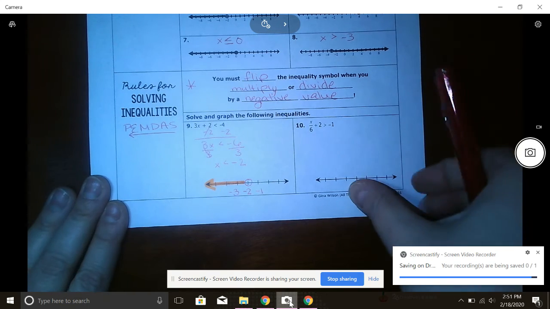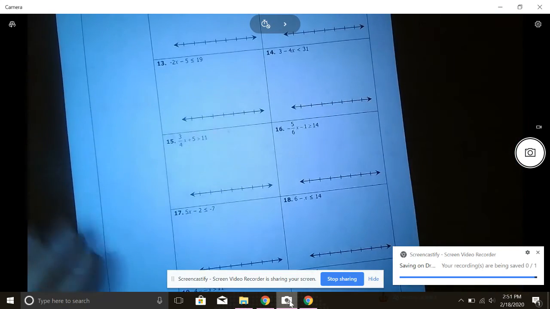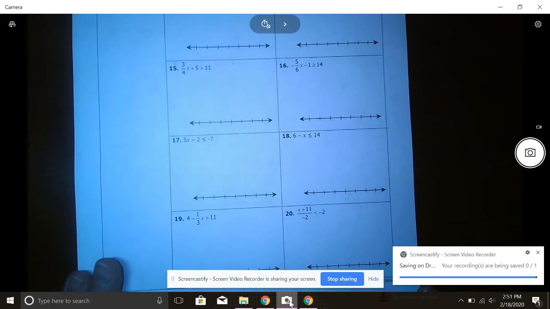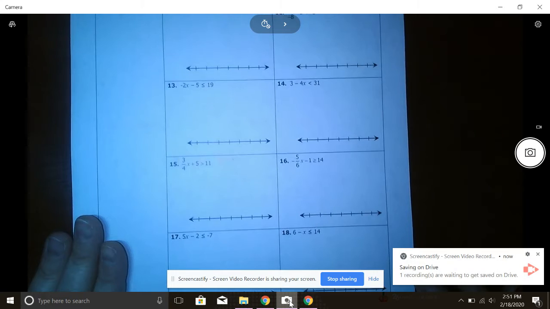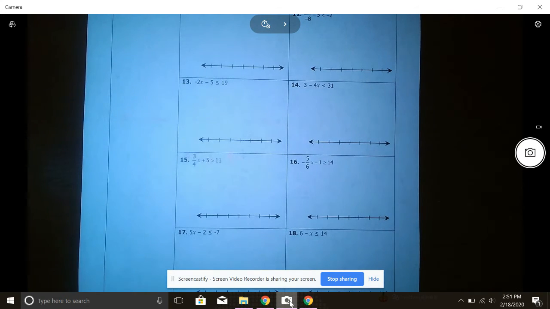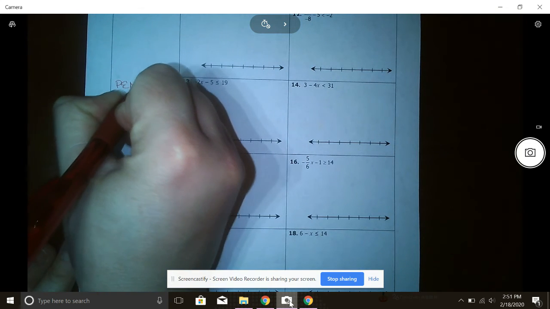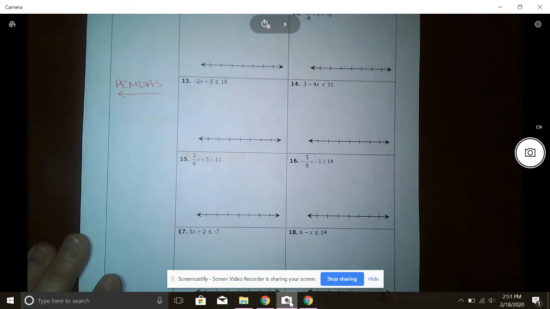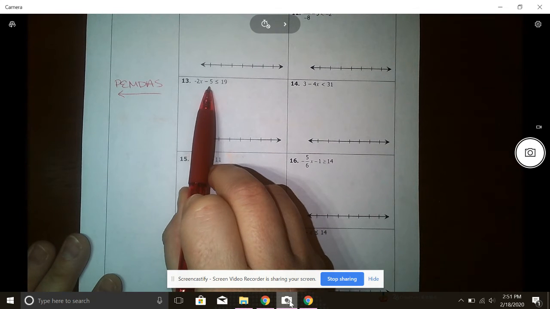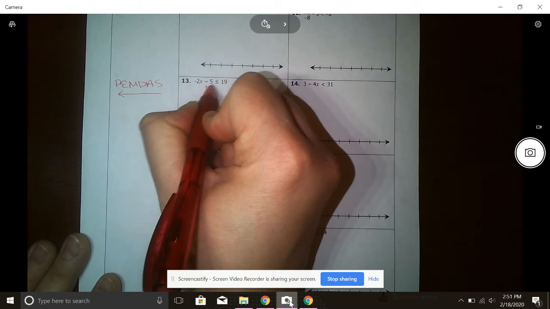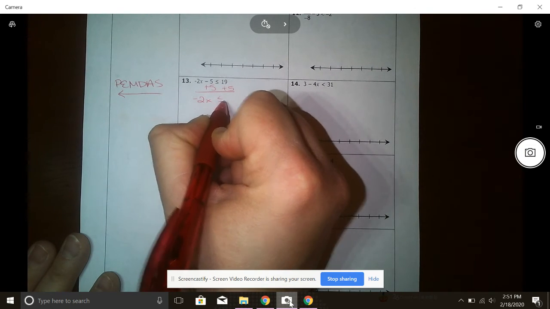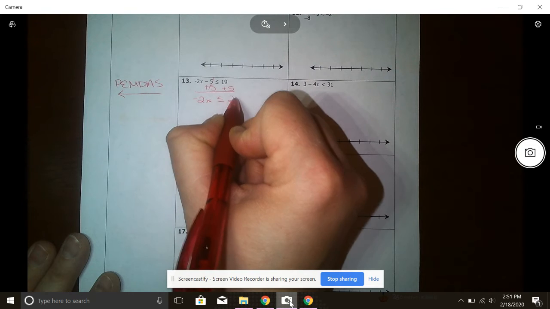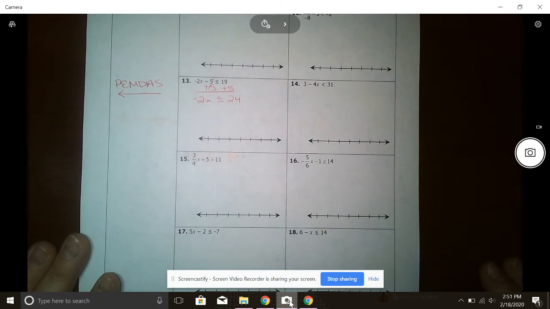Okay, let's flip the page here and do one that's a little tougher. Let's take on number 13, excuse me. Okay, it's still a two-step equation. I know I'm working backwards through PEMDAS, which means I need to get rid of the subtraction first. To get rid of a subtraction, I add, so I'm adding 5 to both sides. Adding is not a reason to flip an inequality sign. 19 plus 5 is 24.